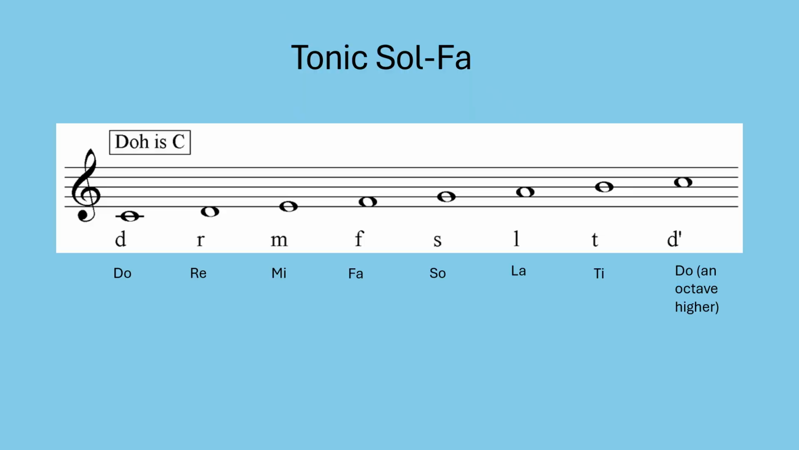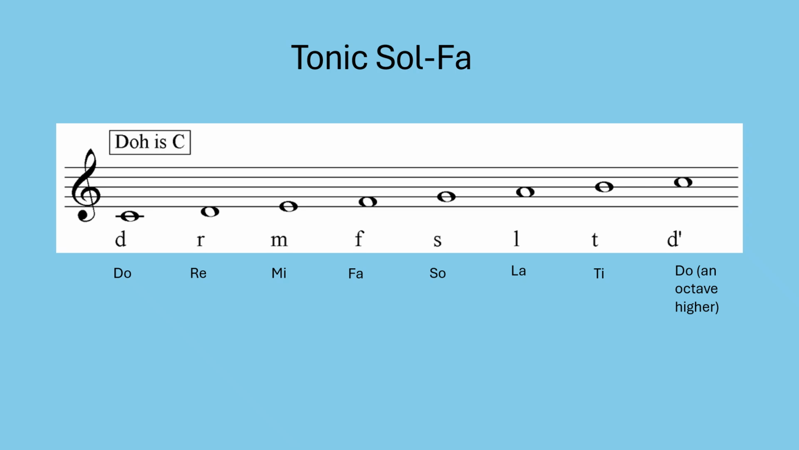Next, I'm going to explain tonic solfa. Tonic solfa uses alternate names or syllables and hand signs to represent the different note pitches in a musical scale. This form of notation is often used to teach sight singing in a choir.